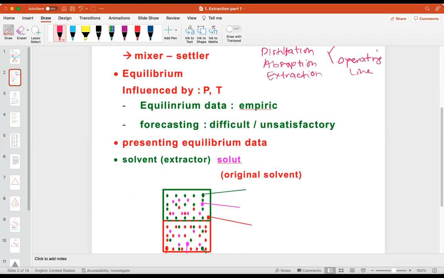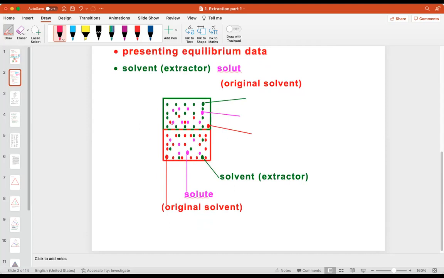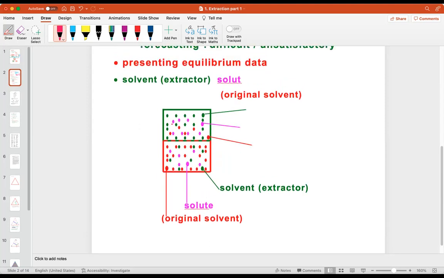So this one is just the extractant. To summarize, we have three compounds. We have the original compound, we call it A, and then the original solvent, we call it B. The extracting solvent, and then the solute, the pink one, is C. So there are three compounds.